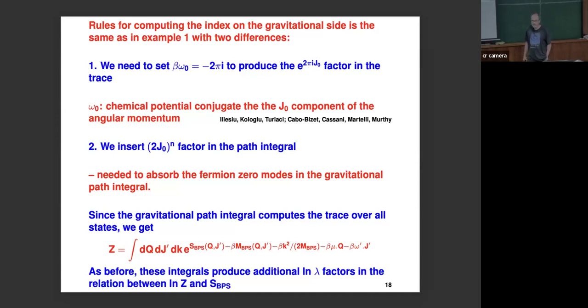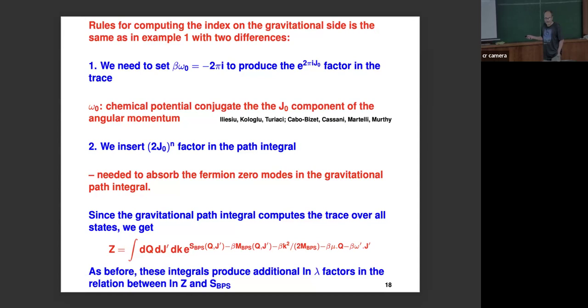Pardon? Yes. AdS you have, yeah, in flat space. It is in flat space, yeah. Okay, so Z is then related to the index in this way, right? So this is similar to what we had earlier, in example 1. And these integrals will produce additional log lambda factors, but there is a slight difference because the sum of the integrals are removed, right?